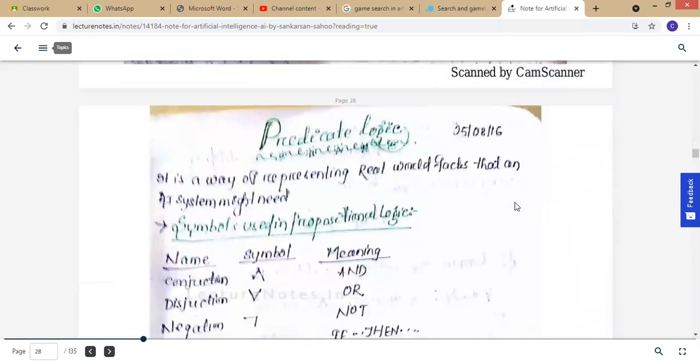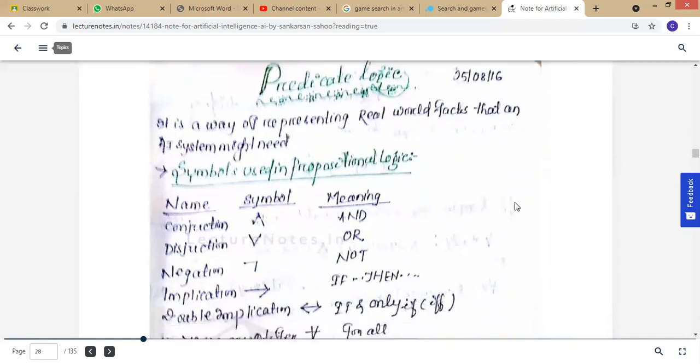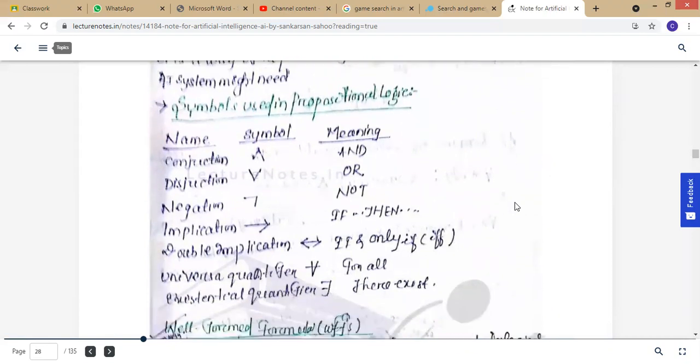Next, propositional logic in knowledge representation. It is a way of representing real world facts that an artificial intelligence system might need. So it includes some symbols used in propositional logic. These symbols are conjunction, disjunction, negation, implication, and each has some meaning too.